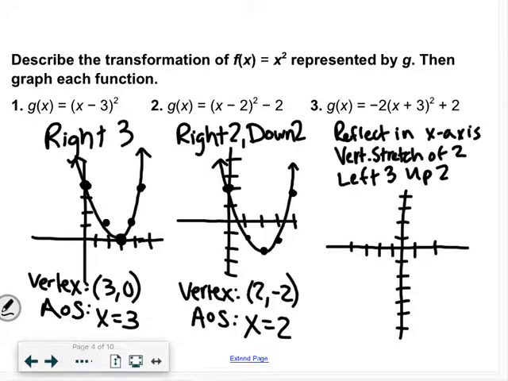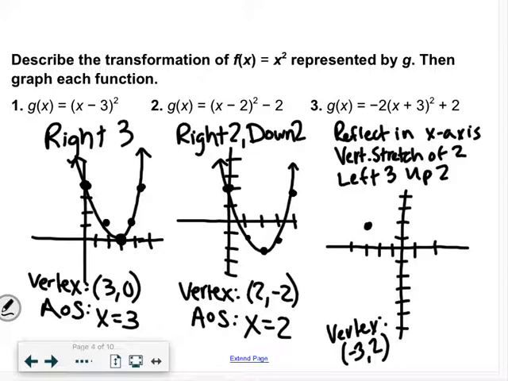Plot me some little tick marks. You don't really have to do these on graph paper, but you can if you want. I'm also okay with decent sketches. So I'm going to go left 3, up 2 and get the vertex of my parabola. So now I know my vertex is at -3, 2.